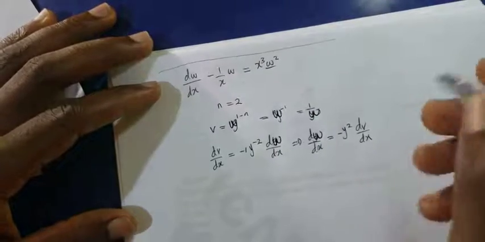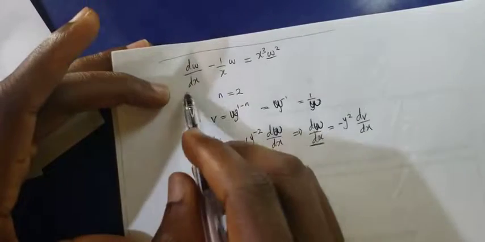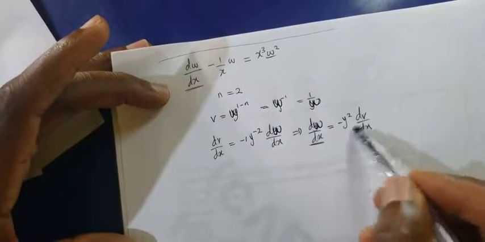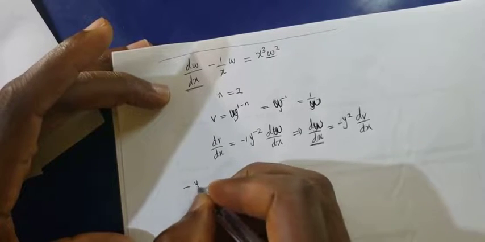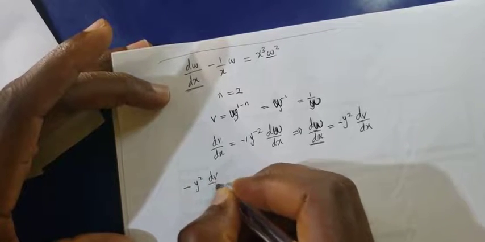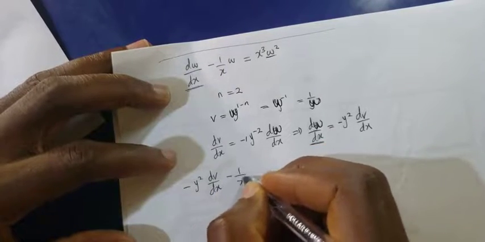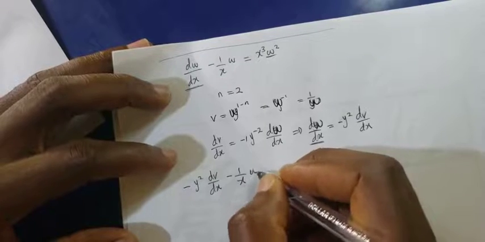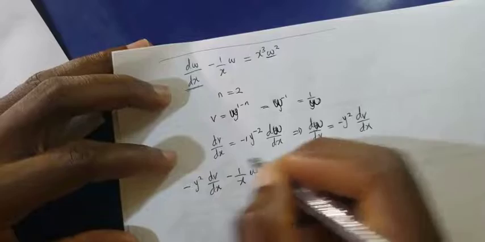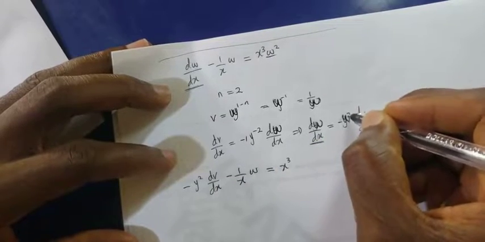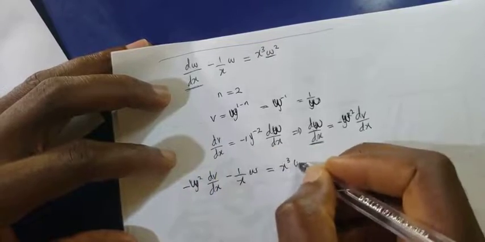So yeah, that's that. So we're substituting this now. Instead of the dw/dx that we have here, we'll be replacing it with minus w squared dv/dx. So we're going to have minus w squared dv/dx minus 1 over x multiplied by w, just leave it that way first, is equal to x raised to power 3, sorry, y is w, so this should be w squared. So this will be x w squared.